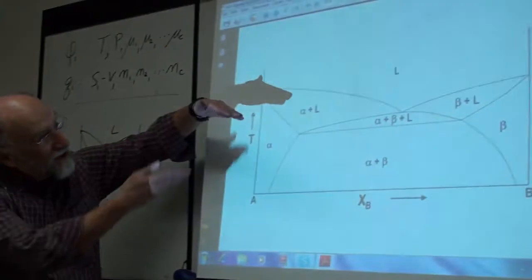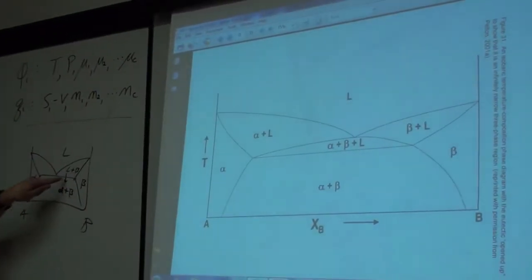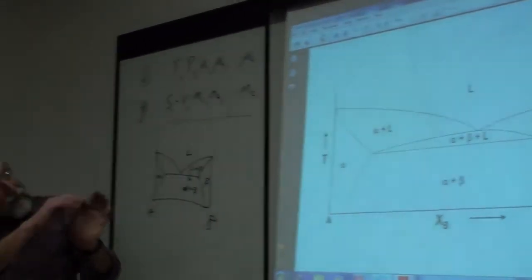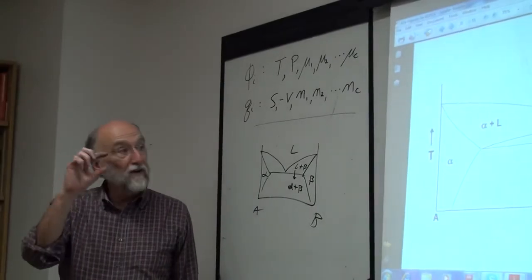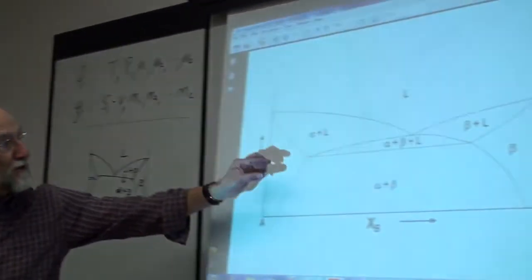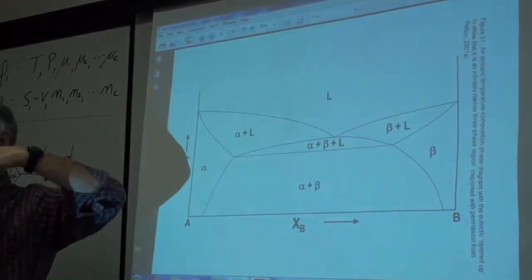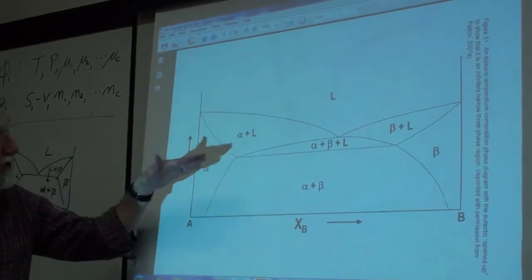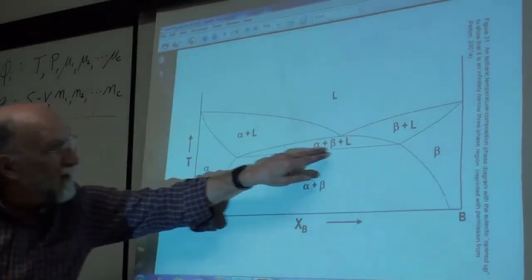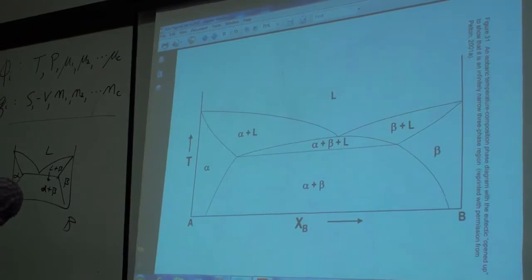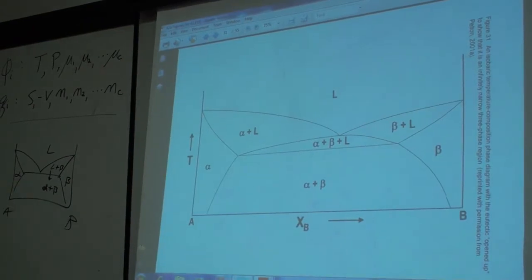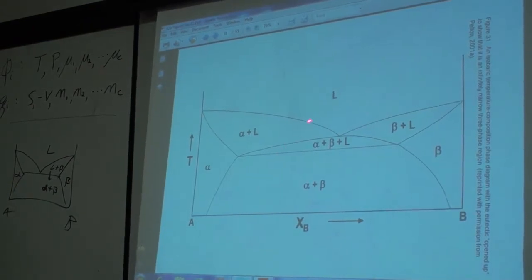Okay, there we go. This is my binary phase diagram with the eutectic opened up artificially. What I've done is take this infinitely narrow three-phase line and artificially show you that it's really a very narrow three-phase region. In reality, the top line and the bottom line are coincident. But if you look at this as really a top line and a bottom line which just happen to be on top of each other, now you can see that the law of adjoining phase regions applies.